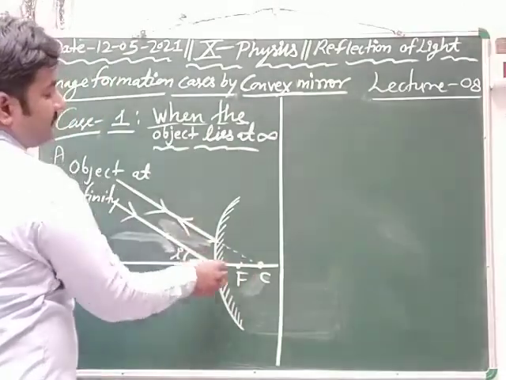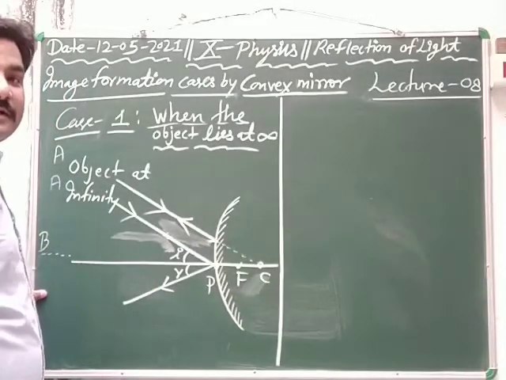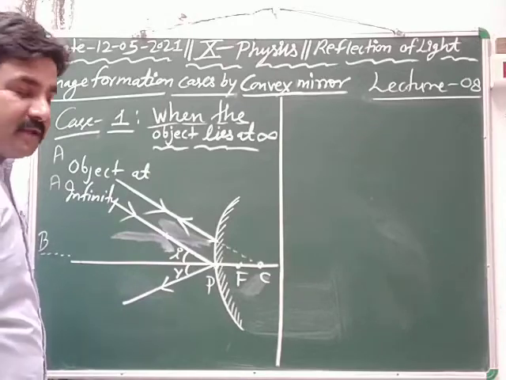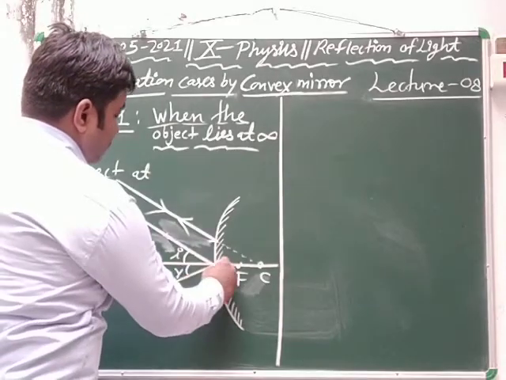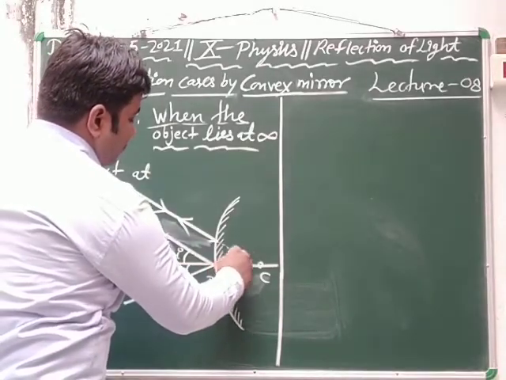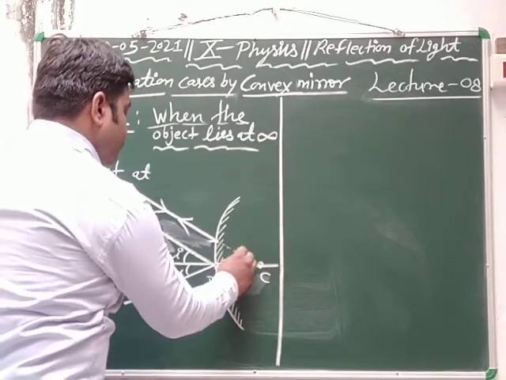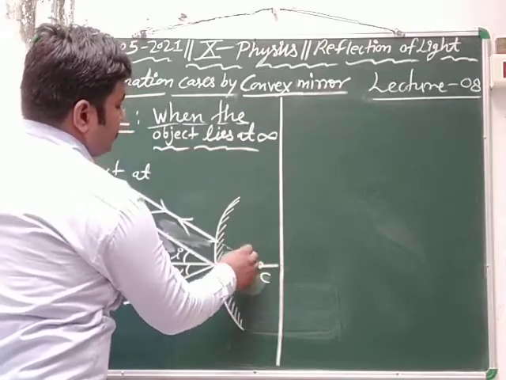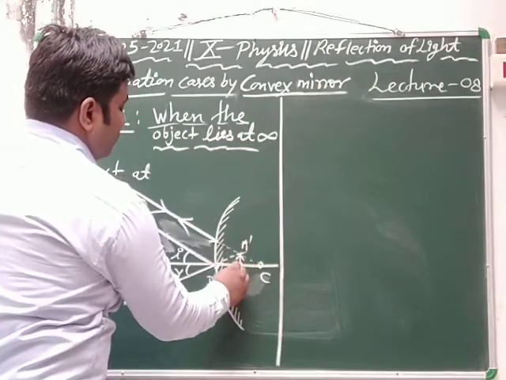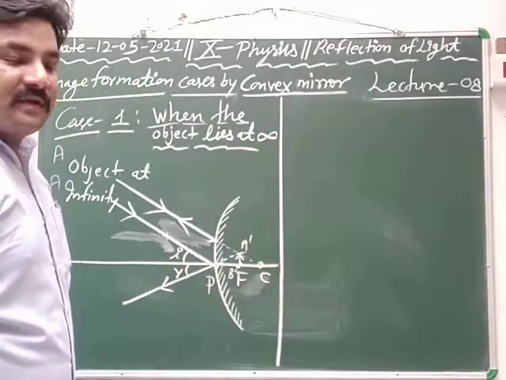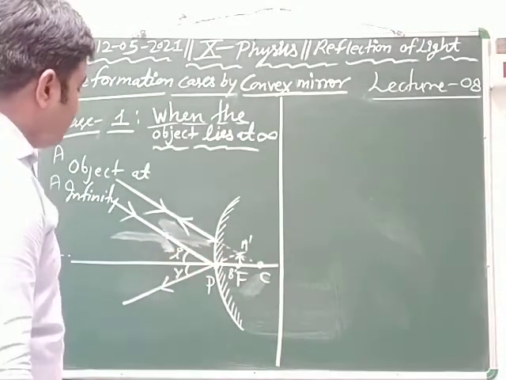These rays just retrace their own path after reflection from the convex mirror, and this ray when proceeding back side then intersects at a point where the image is formed, that is A dash B dash. Here this is the image A dash B dash.